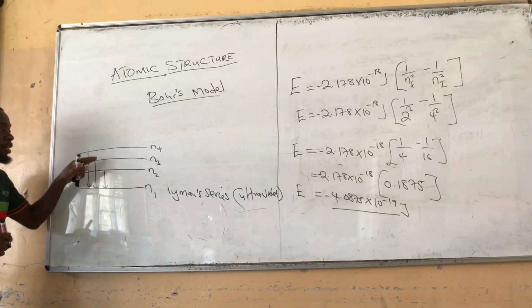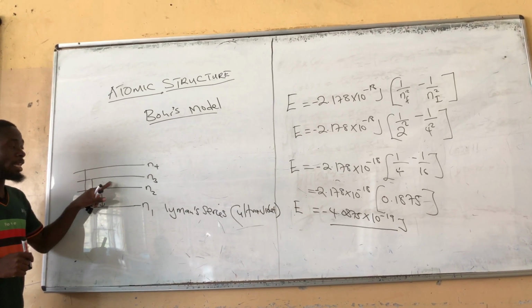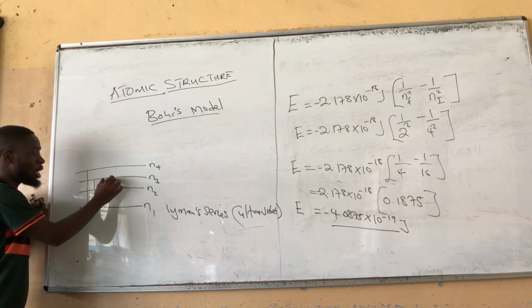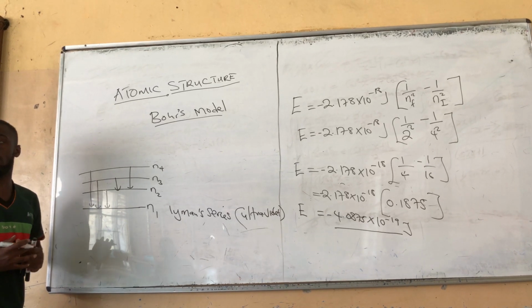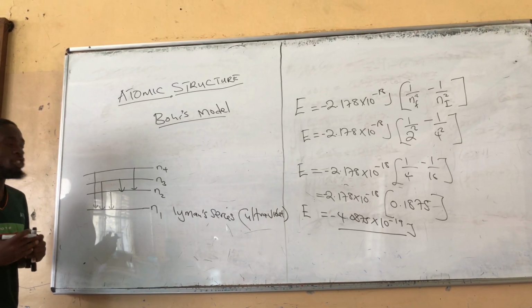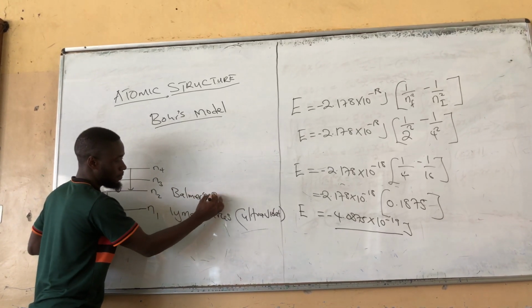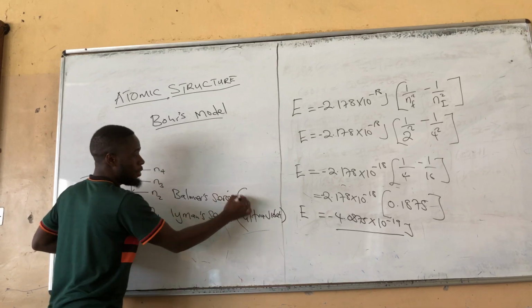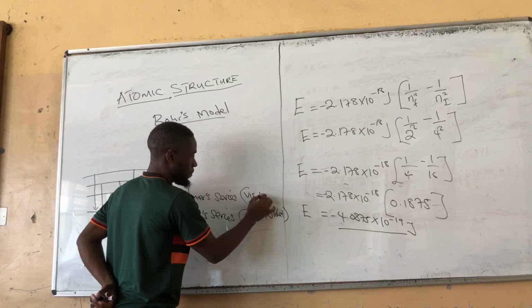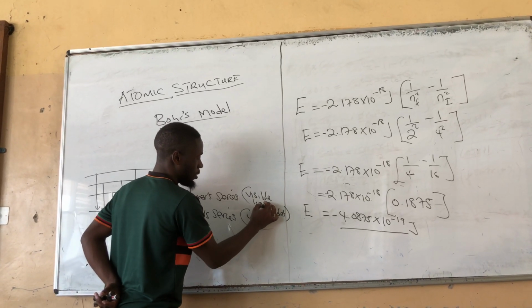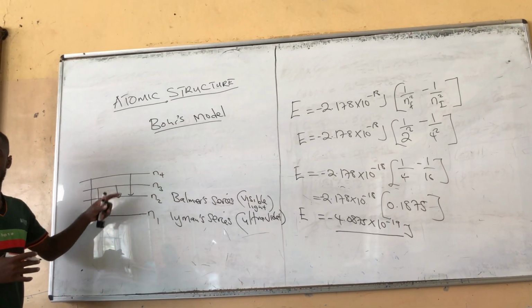So what about when electrons fall to the second energy level? It can be from anywhere, they can fall from here. When electrons fall to the second energy level, we call it the Balmer series. And this one will deal with visible light.